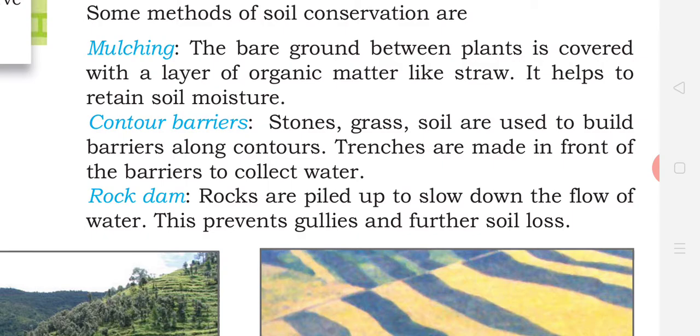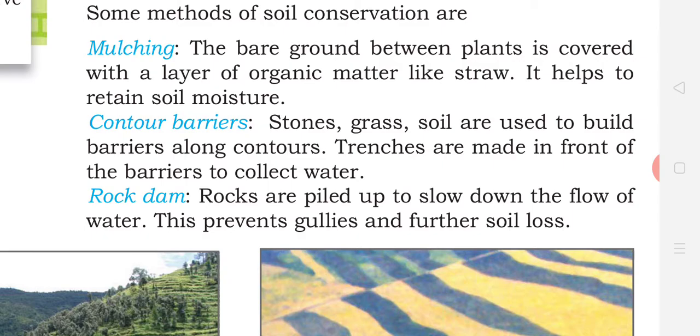Mulching. This is the first method. Mulching method means what? So try to understand and listen carefully. In this method, the bare ground, means open ground, open land, between plants is covered. The open ground between plants is covered. How? With a layer of organic matter like straw. By placing straw, the open ground between plants is covered.